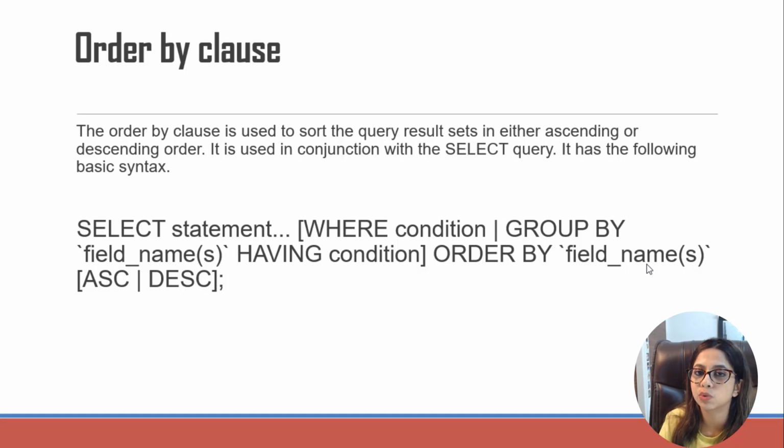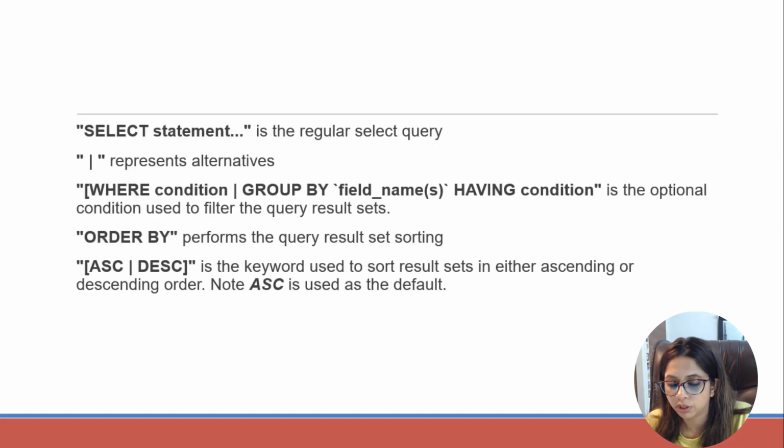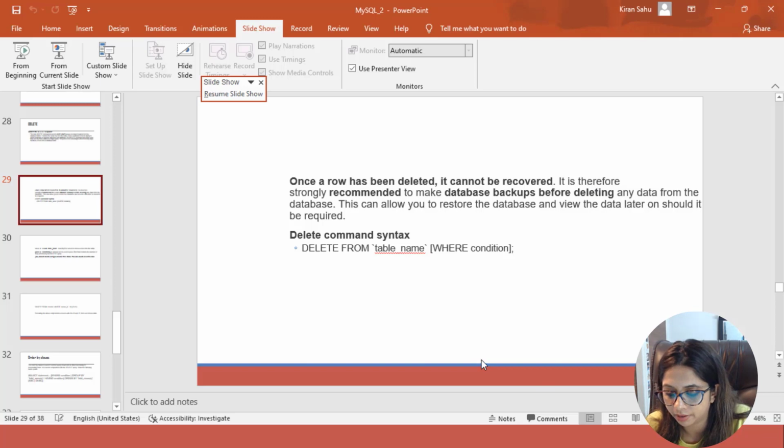Anyway, we'll learn about group by and having in detail in the next topic, but for now you have to understand that select star from table name where, group by having, and then order by will come into the picture. So that is the syntax of order by. We'll use order by on our table and we'll see. So let's go back to our table and apply the order by clause and see how it works. Just give me a moment.